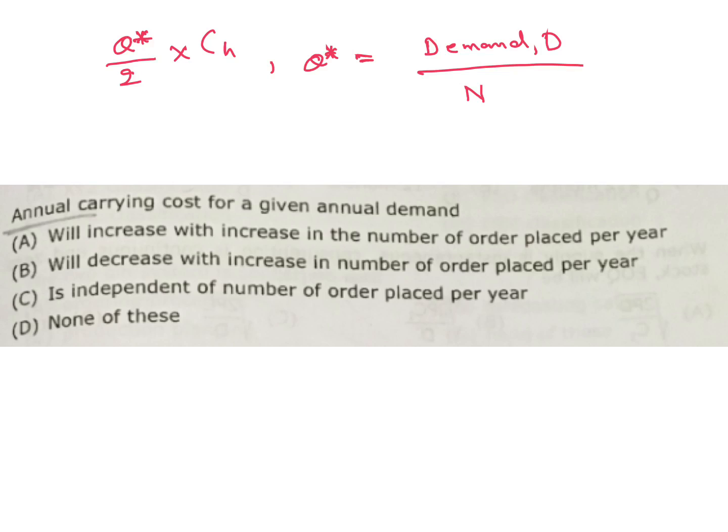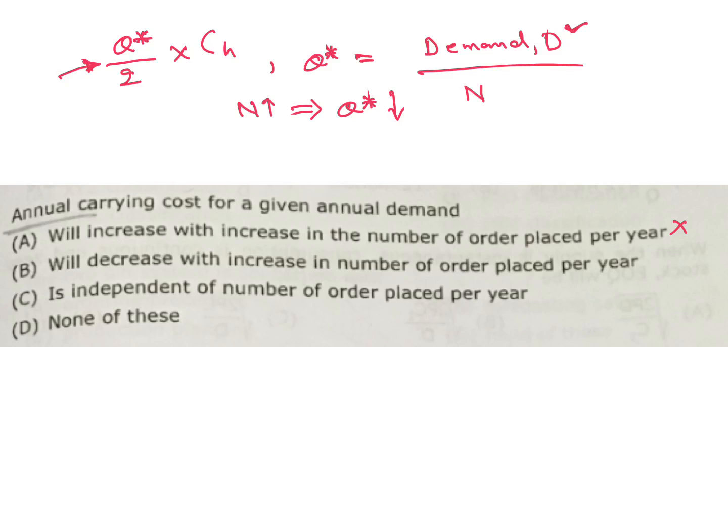From the options we have to check. If N increases, then Q star will decrease. For a given annual demand, D is fixed. Then annual carrying cost will increase with increase in the number of orders placed in a year? Q star, if the number of orders increases, then Q star will decrease, so this is not possible. If N increases, then Q star will decrease, then automatically annual carrying cost will decrease. So B is the answer.